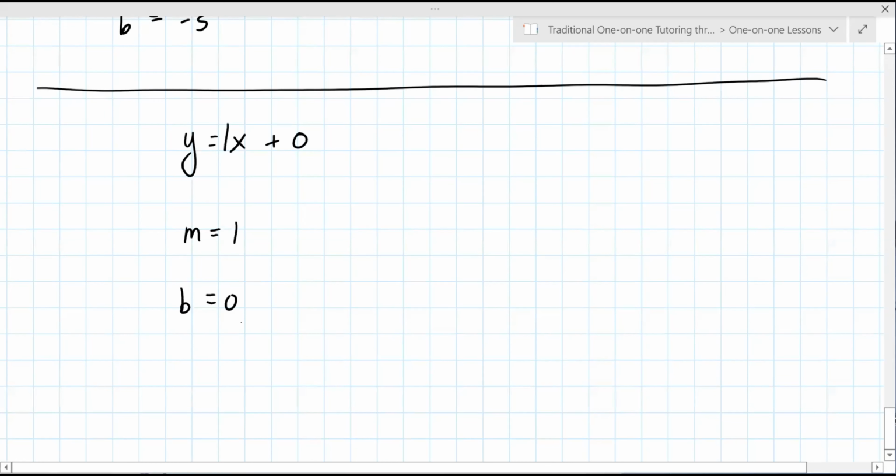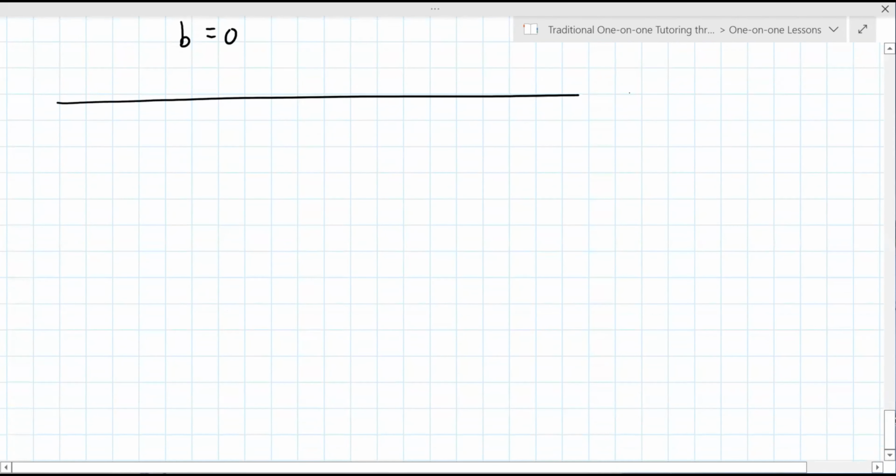Okay. And if you don't like it or you don't feel good about that, try to think about it in terms of money. If you have a certain amount of money and you add 0 to it, you've not changed it. Math and money kind of go hand in hand, so to speak.